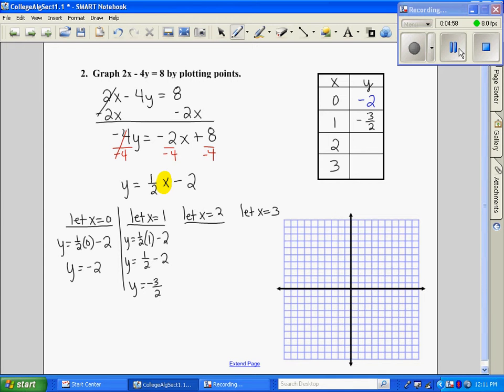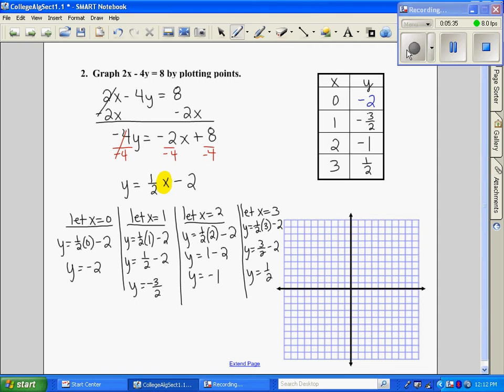And now I'm going to solve and let x equal 2. y equals 1/2, put a 2 this time. 1/2 times 2 is just 1. 1 minus 2 is -1. So I'll put this in my table and proceed to let x equal 3. So y equals 1/2 times 3 minus 2. That's y equals 3/2 minus 2. y equals -1/2.